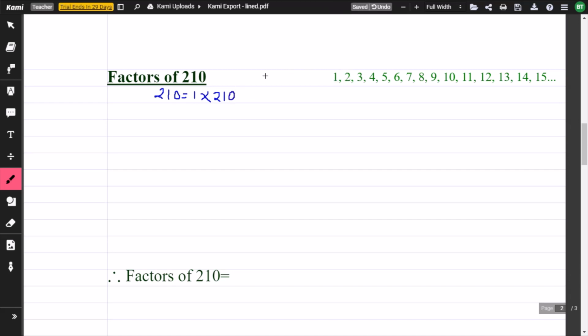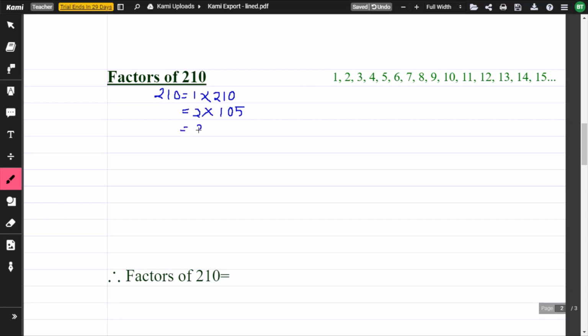The next number is 2. Since 210 is an even number, it is divisible by 2. So 2 times 105 is 210. Now after 2, move to the next number 3. Is 210 divisible by 3? You can use the divisibility test of 3. So 2 plus 1 plus 0 gives 3. 3 is divisible by 3, which means 210 is also divisible by 3.